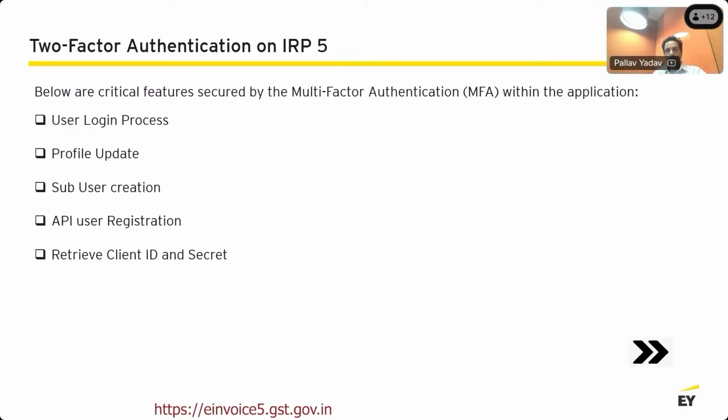In terms of features that are protected by the two-factor authentication, the first one is user login. This comes when you are trying to log into the portal. Then you have profile update, where you update your mobile number and email address. Then sub-user creation, where you are authorizing additional users to act on your behalf in the account. Then API registration, where you are authenticating access to your account through APIs, or trying to retrieve sensitive information like a client ID and secret.